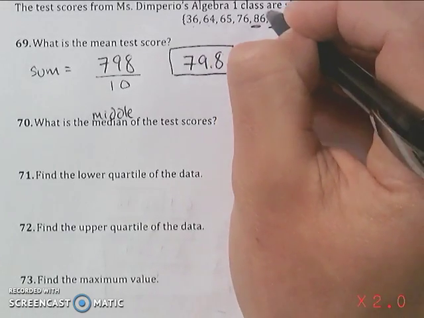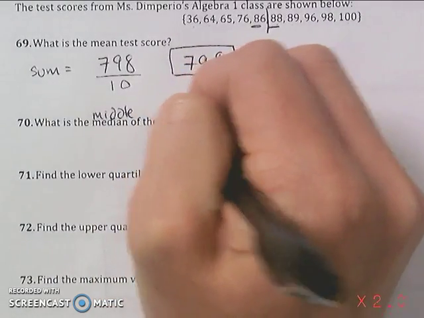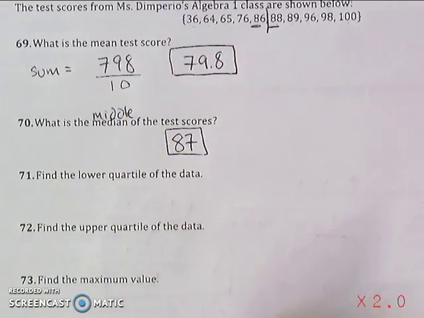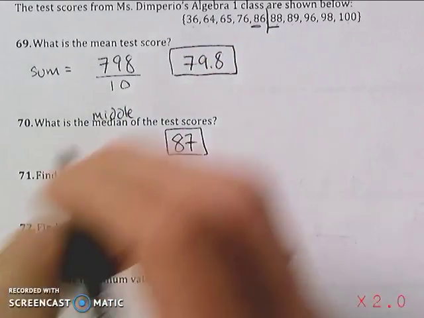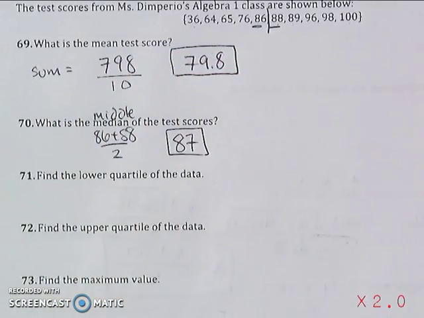The middle is right here. What falls between 86 and 88? 87. Okay? If I couldn't tell that, I could add 86 plus 88 and divide it by 2. That would also get me the answer of 87.